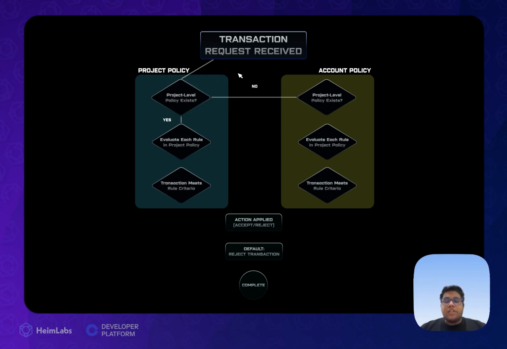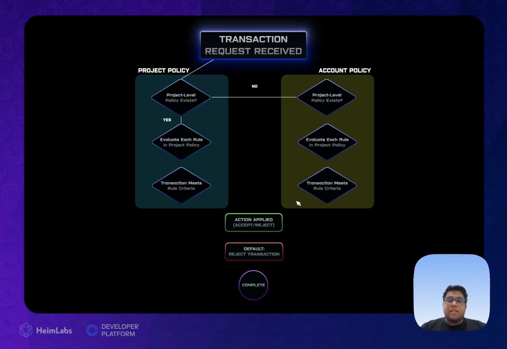A policy engine evaluates policies in a specific order. Whenever a transaction request is received, a project level policy is evaluated first, and then any account level policies associated with the specific accounts are evaluated. Within a single policy, rules are processed in the order they are defined in the rules array, which we discussed before.